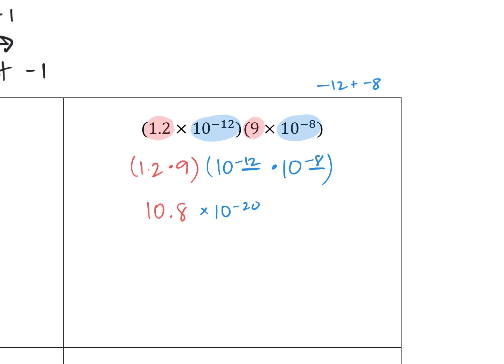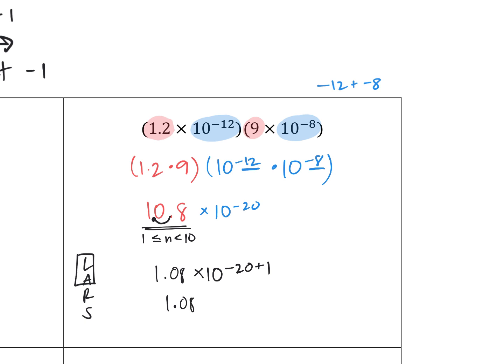Now, one thing about scientific notation is that this number has to be in between 1 and 10, right? And since it is not, we need to change that. So that's where that acronym comes into place. So I want to move that decimal place to the left one so that it is 1.08 and that it is in scientific notation. And if I'm moving it to the left one, I'm going to add 1 to my exponent. So I've got 1.08 times 10 to the negative 20 plus 1, since I moved it to the left 1 time. So this would actually be final answer 1.08 times 10 to the negative 19th power. So really, really small number there.